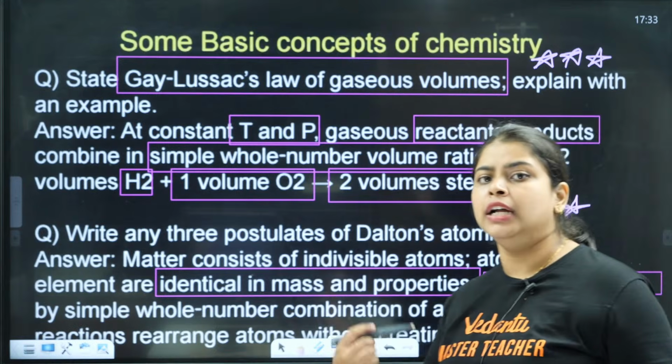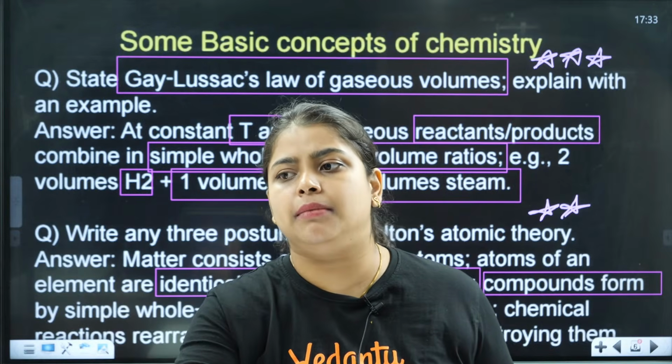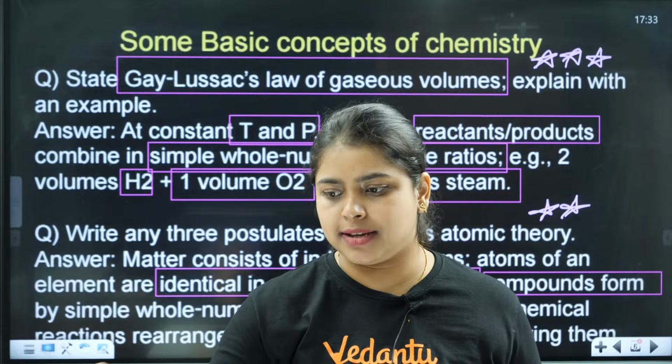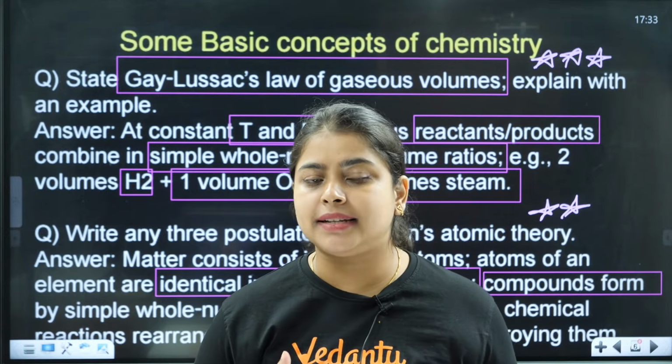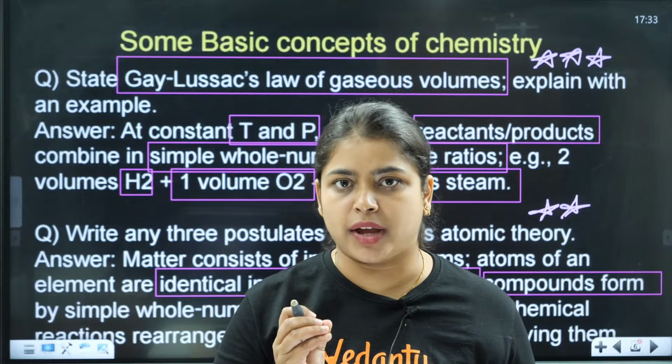Without creating or destroying them means what? One atom is present and it's giving one electron to some other, so that will be having the same thing. Let's take O2 as an example. One oxygen, one more oxygen is combining together, right?